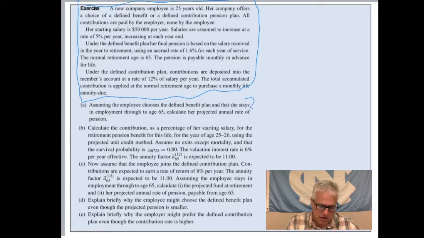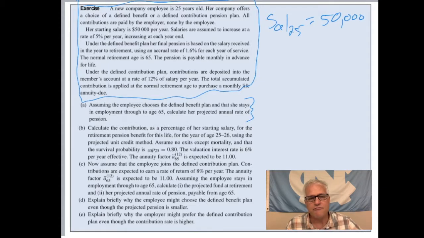Okay, and then we have various questions here. I'm going to start off question A just so we have a chance to look at some of the information here. For question A, to calculate her projected annual rate of pension at age 65, we didn't know her salary at age 65, so let's just calculate that on this page so we can see a couple of the numbers at work. So her salary at age 25, we're told, is $50,000. And then her final year of salary will actually be her salary at age 64.